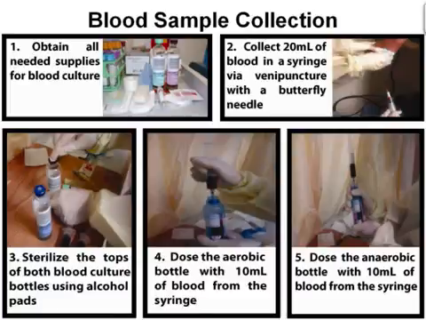The reason for dosing the aerobic bottle first is to prevent any air which may have entered the syringe from being inserted into the anaerobic bottle. Lastly, invert the bottles to mix the contents. Do not shake. Lastly, not shown here, send the bottles to the clinical microbiology laboratory for culture and analysis.